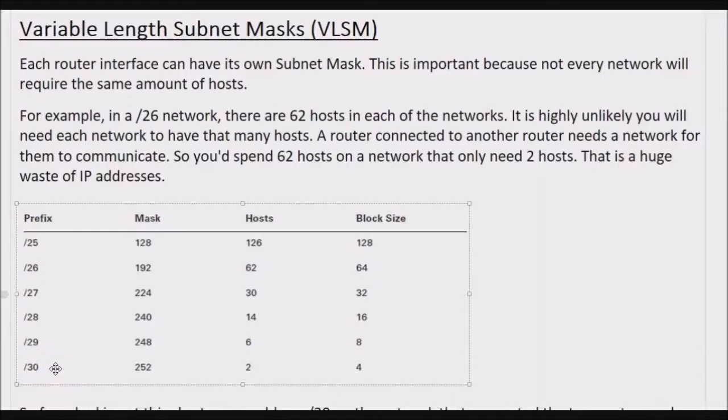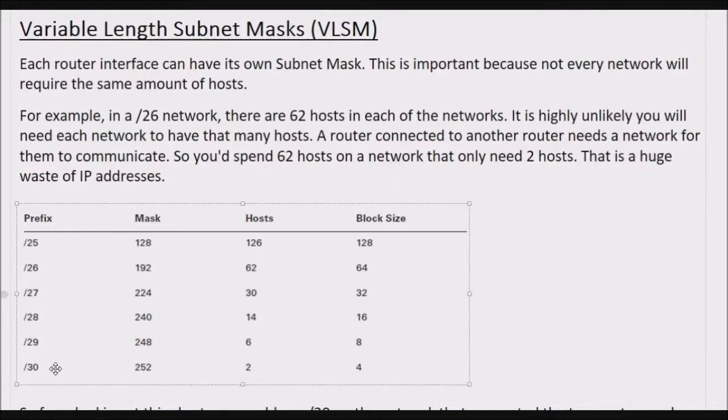Hello everyone, in this video we're going to be talking about Variable Length Subnet Masks, or VLSM. Each router interface can have its own subnet mask. This is important because not every network will require the same amount of hosts. For example, on a /26 network, there are 62 hosts in each of the networks. It's highly unlikely that each network will need that many hosts.